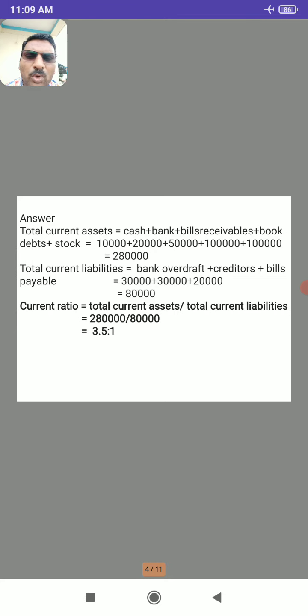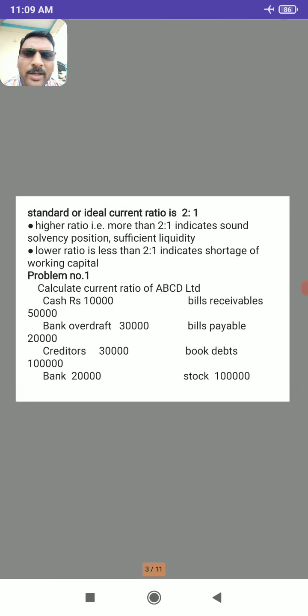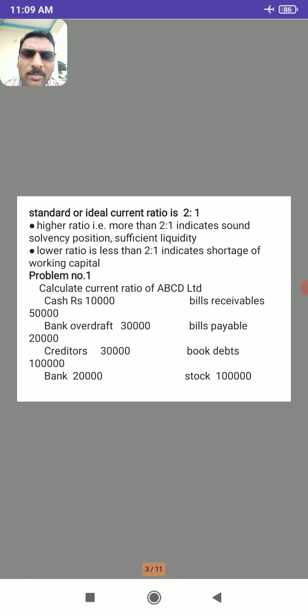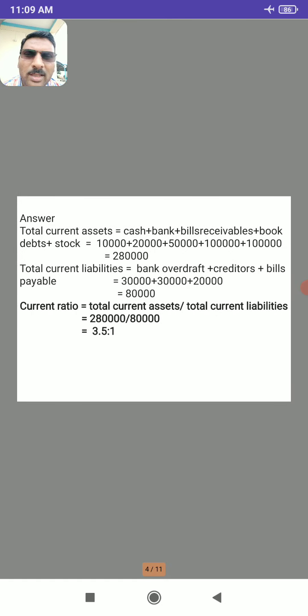So therefore the total current assets is 2,80,000 and the total current liabilities are 80,000. By dividing the current assets by the current liabilities, you get a ratio of 3.5:1. In the given information the standard ratio is 2:1, but here the ratio is 3.5:1.